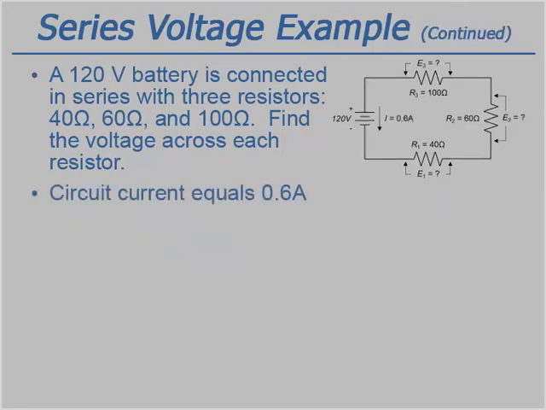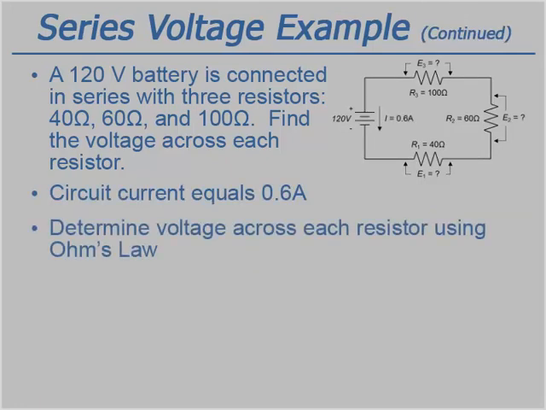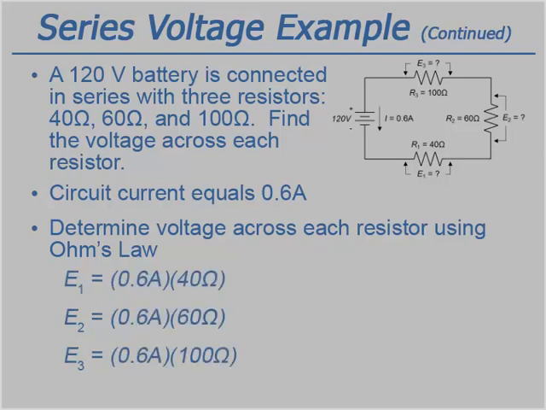Now that we know the circuit current is 0.6 amperes, we can find the voltage across each resistor in the circuit using Ohm's law. Remember from the units of measurement module that voltage is equal to the circuit current times the resistance, or, for this example, the voltage across each resistor is equal to the circuit current times the individual resistance value. Substitute the circuit current for I and the individual resistance values in each equation, then calculate the voltage across each resistor. For this example, the voltage across resistor 1 is 24 volts, resistor 2 is 36 volts, and resistor 3 is 60 volts.